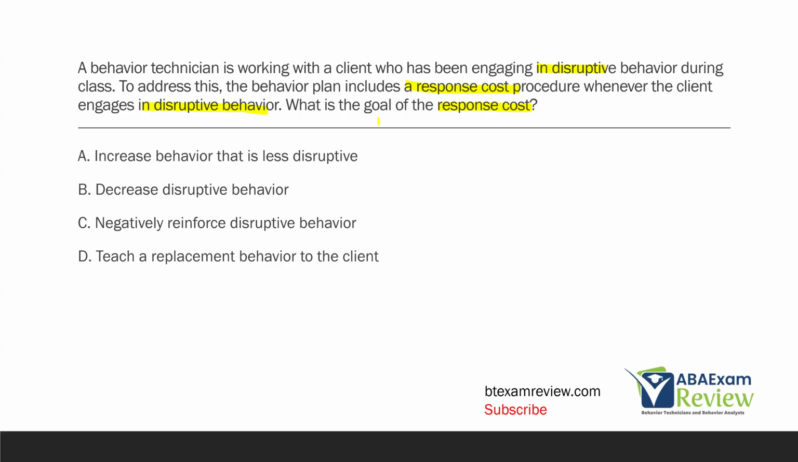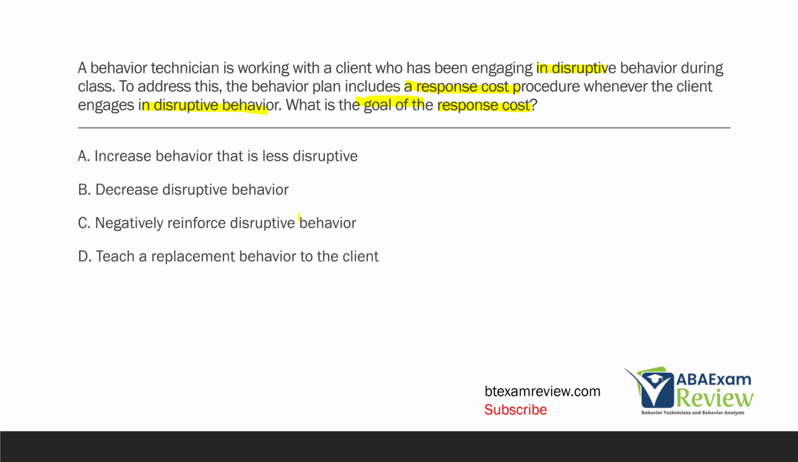Let's look at A, increase behavior that is less disruptive. We're not going to use a punishment procedure to increase a replacement behavior because punishment always decreases. B, decrease disruptive behavior. Yes, the whole purpose, the whole goal of a response cost, which is a punishment procedure, is to reduce a target behavior. In this case, disruptive behavior.